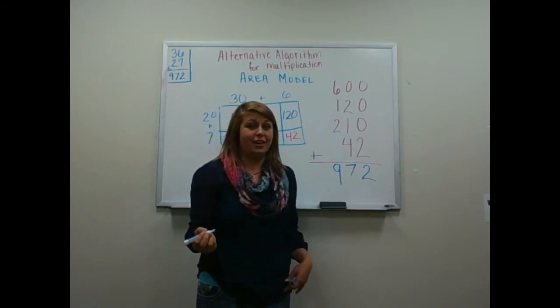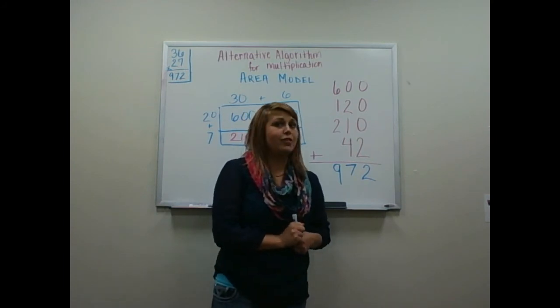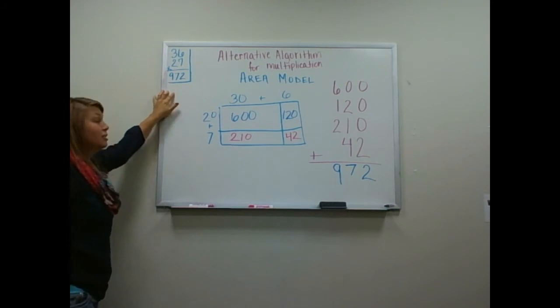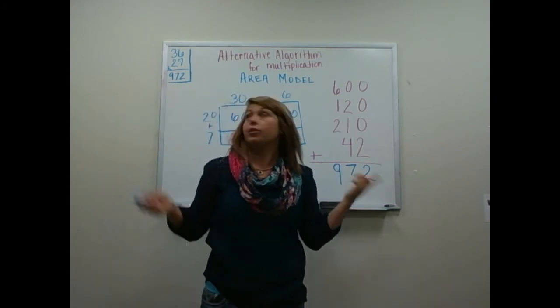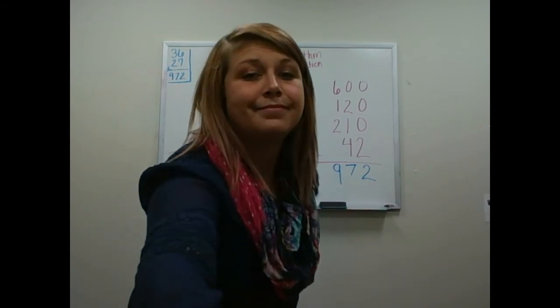Let's pause right there because this number looks pretty familiar. Previously, when we did this standard algorithm, we came up with this answer, 972. So that means both algorithms, we arrive at the same answer. If the standard algorithm worked for you, go ahead and use it. But for those out there that the area model seemed to click a little bit better, go ahead and use that one. Both algorithms allow you to arrive at the same answer.